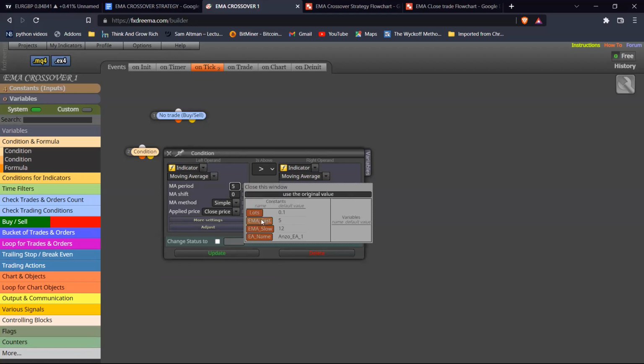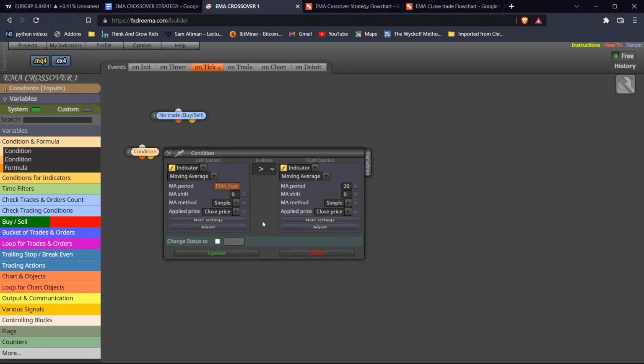But what I would do is just right click and select EMA fast, which is also 5, right? Now, the advantage of doing this is if, for example, I want to change the period of the moving average, instead of going to every single place where I have the fast EMA, I'll just change it once at the constant level, the area where we called the variable, right? So that's the idea.